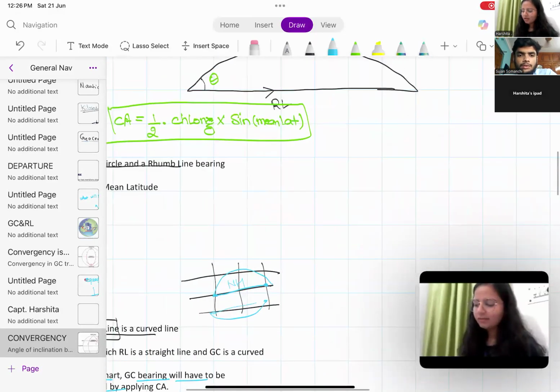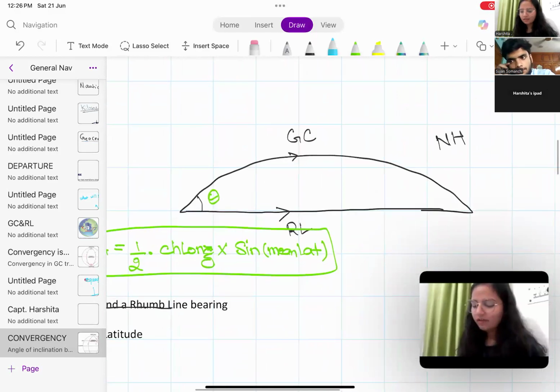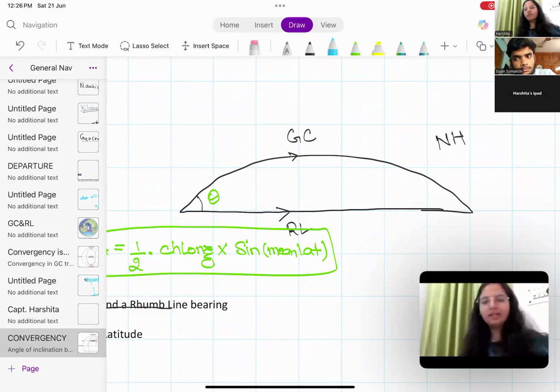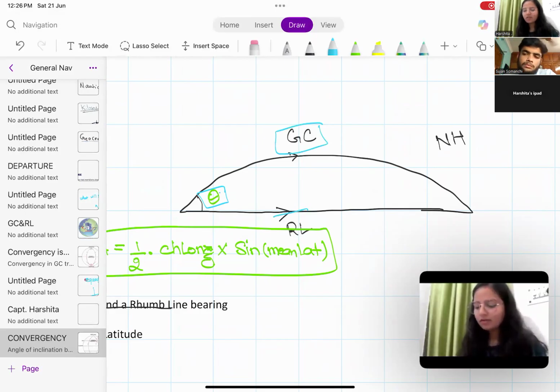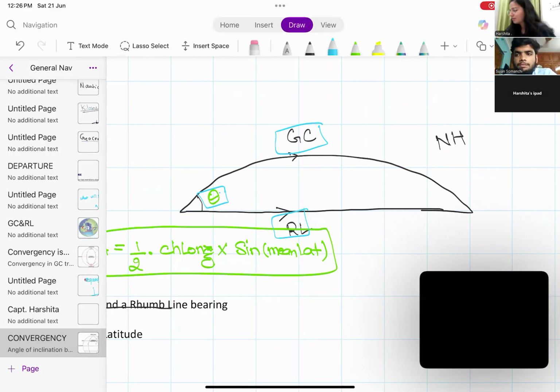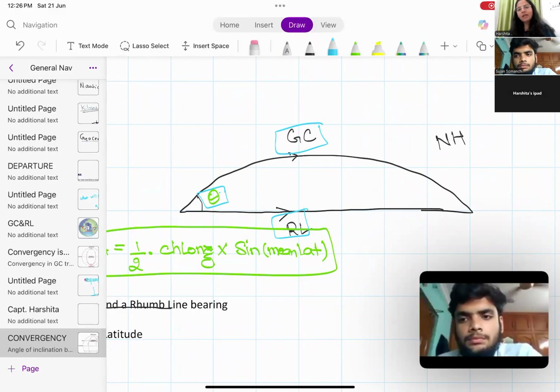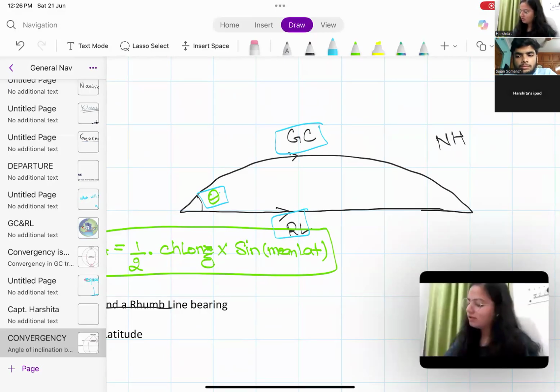That means if my great circle track is given and I want to find the rhumb line track, or if my rhumb line track is given and I want to find my great circle initial or final track, I can apply this angle and get to know the specific value for rhumb line and the great circle tracks. Okay, good.